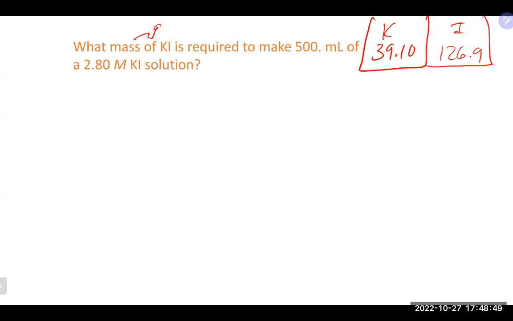All right, just take a couple minutes here, and we're looking for how many grams to make this solution that ends up with that molarity there.